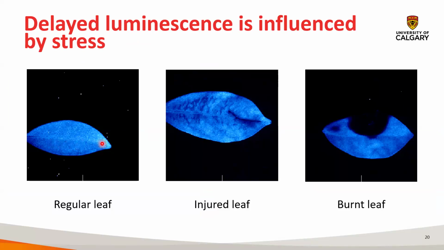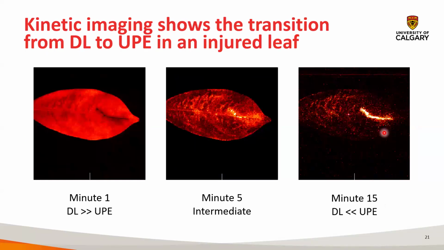In the case of a regular leaf, you have a smooth, homogeneous surface, whereas here you can see that at the site of the injury, you don't have as much luminescence as the rest of the leaf. And over here, we have a part of the leaf that's burnt away. You can clearly see that that part doesn't emit as much as the rest of the leaf. So you are able to characterize the effects of stress on the leaf, and that's pretty powerful in itself.